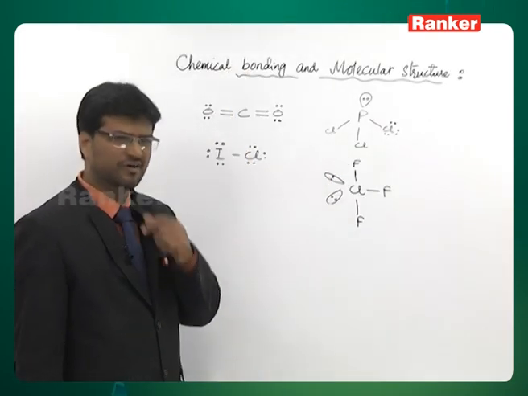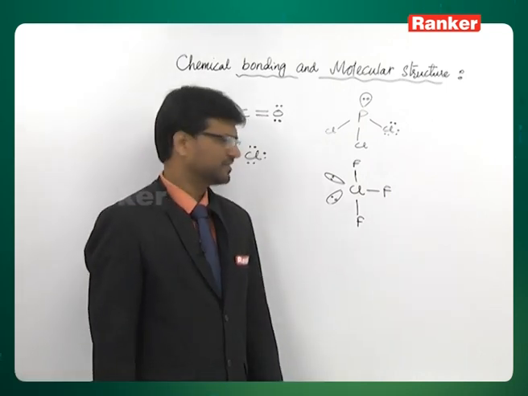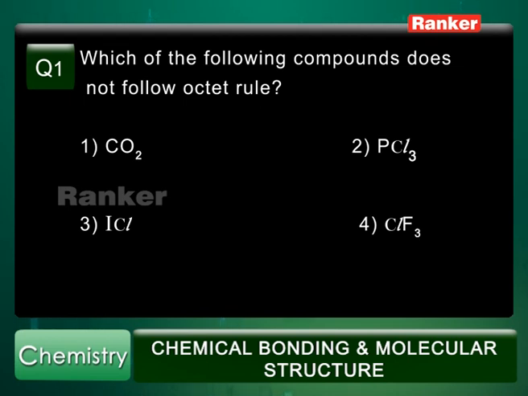So, it is a violation of octet rule. It has 10 electrons around it, more than octet configuration. So, the correct answer is option 4, ClF3. It violates octet rule. It has more than octet configuration.